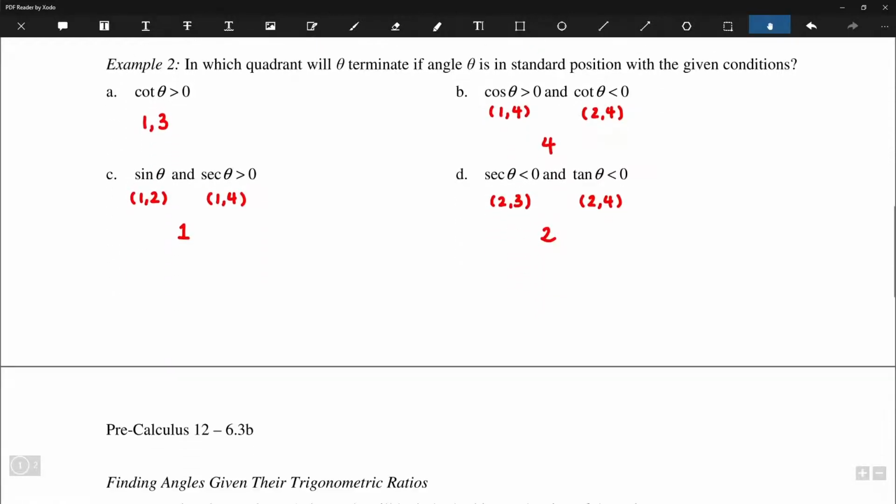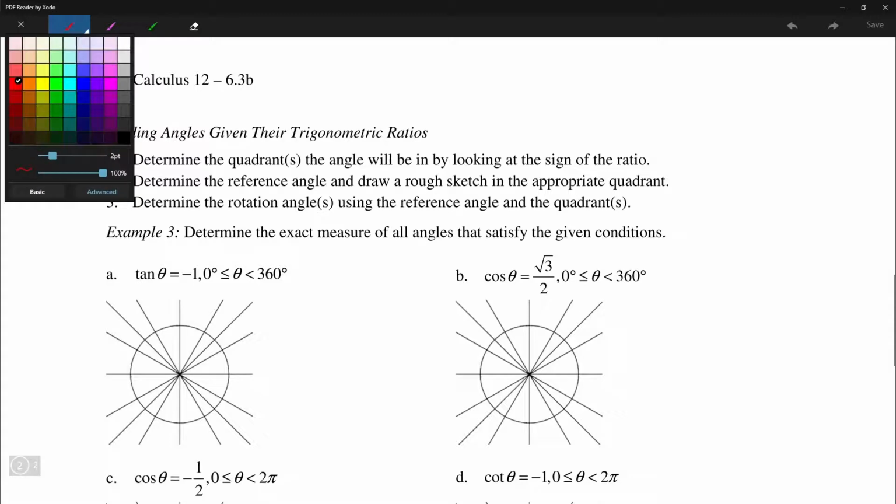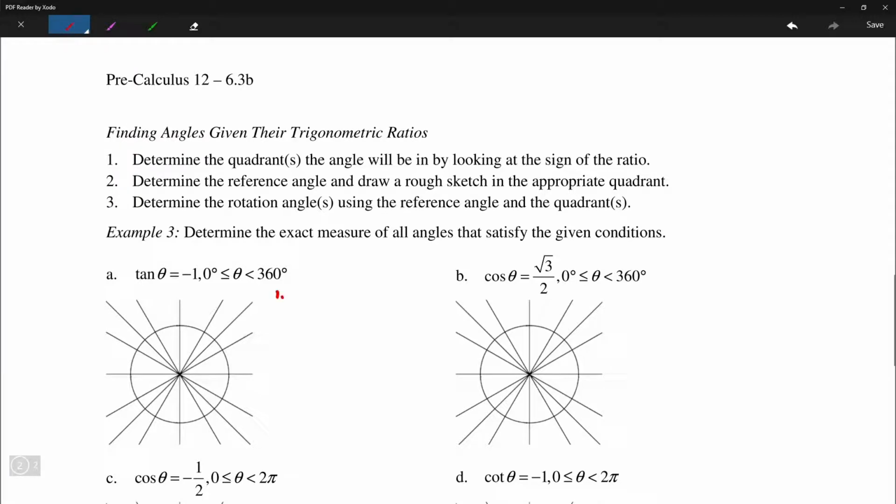Okay, so the next part is to find angles given the trigonometric ratios. So, for example, we have in example 3a, tangent theta is equal to -1, so we're to find where that angle is. So the first step here is to determine the quadrant or quadrants where the angle will be in by looking for the sign of the ratios. For example, tangent theta being -1 means that we can have either quadrant 2 or 4.